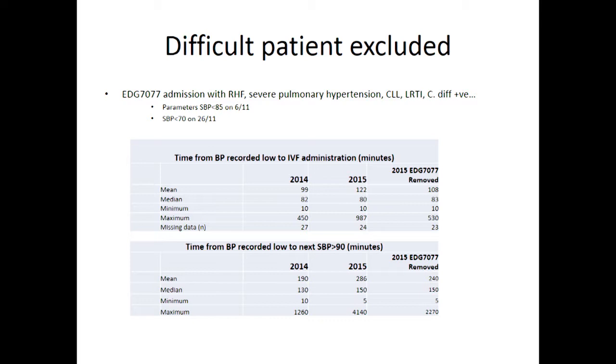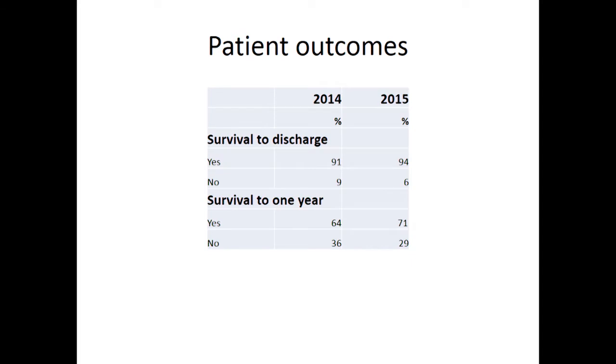This is the same data with the mean times changed to exclude one outlier who had a time of 2,270 minutes to restoration of their blood pressure. The next slide is probably the slide that surprised me the most, and I really wasn't expecting this. So you had a over 90% chance of making it out of hospital, but you had a 30% chance of being dead at the end of the year, which I'd gone out of my way to exclude palliative care patients. We know from anaesthetic data that short periods of low blood pressure are extremely damaging. And these were patients that never got a more senior review than an intern. And I wasn't expecting this data.